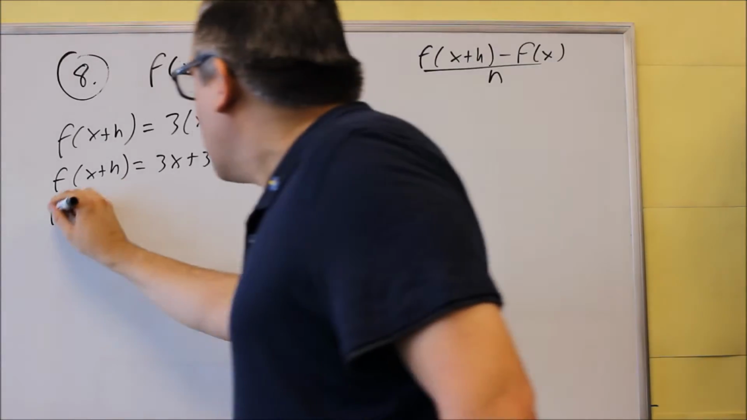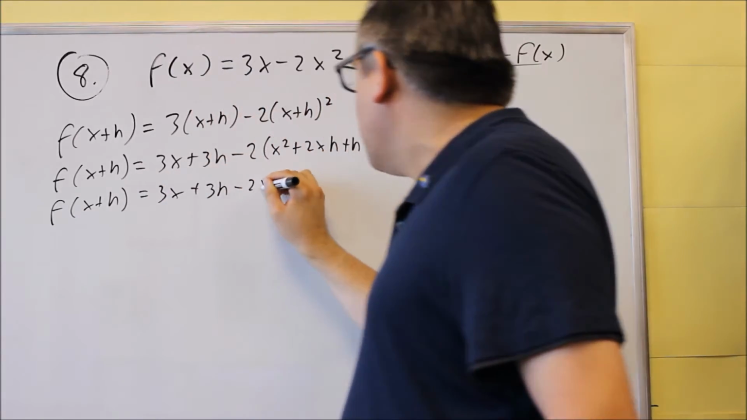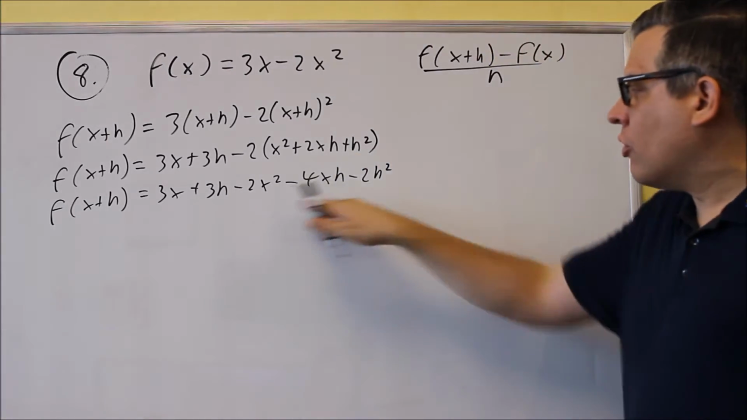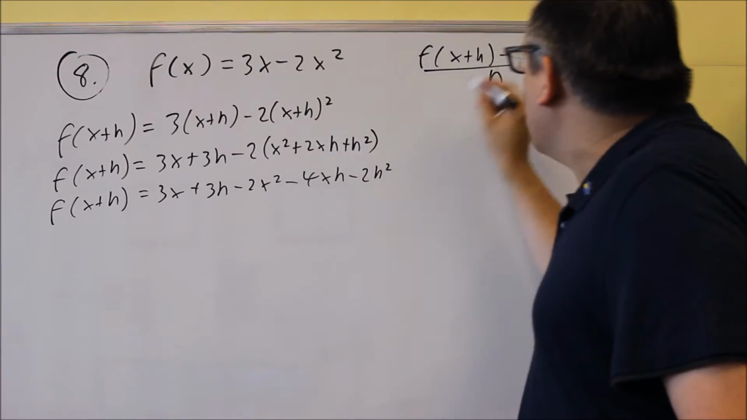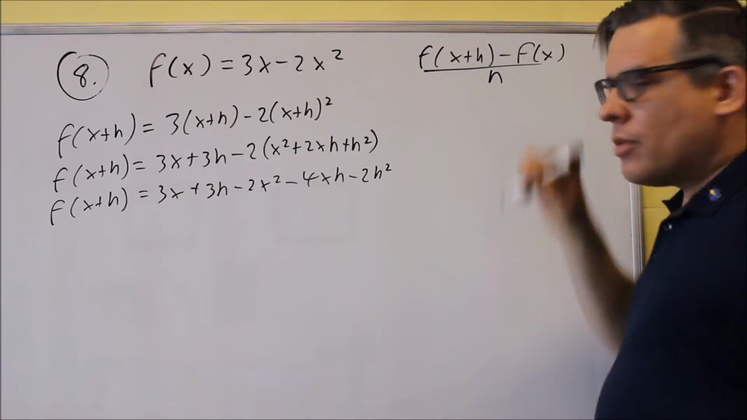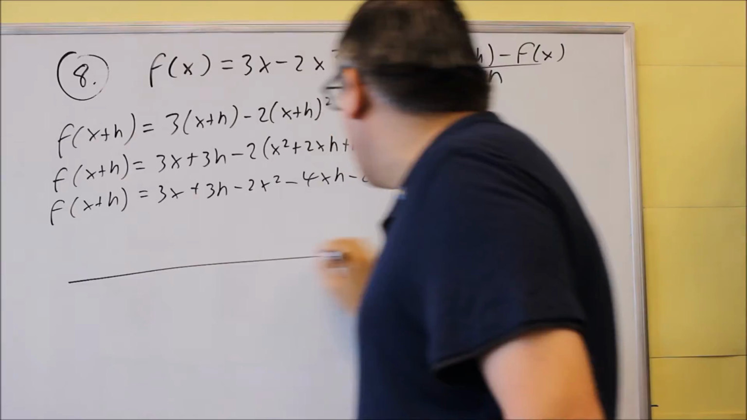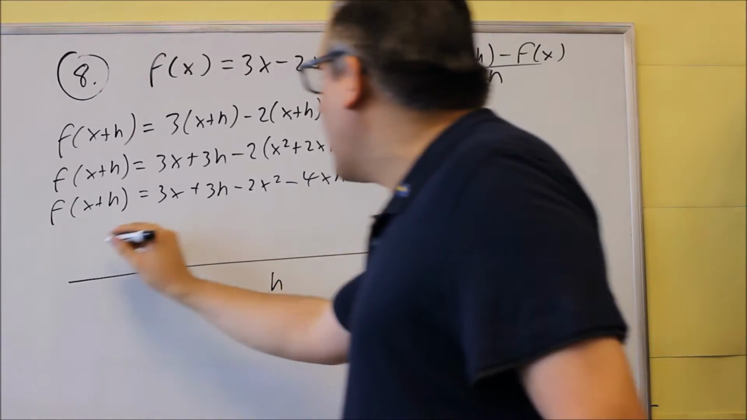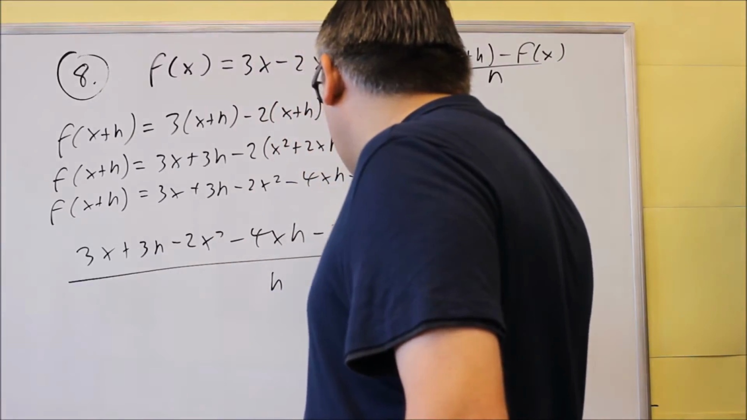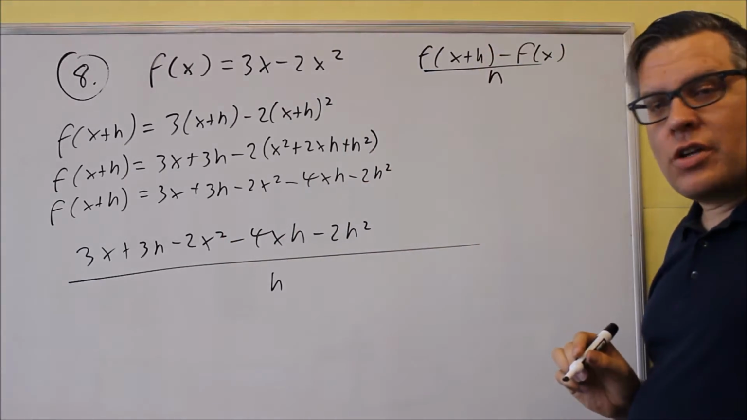Now that we have this complete, we're going to expand that out one more time. Minus 2x squared minus 4xh minus 2h squared. We have the whole entire thing. This whole expression is your f of x plus h. We're going to put this expression into my difference quotient formula. Okay, so here's the whole thing I'll do down below here. I've got 3x plus 3h minus 2x squared, minus 4xh minus 2h squared. That's the whole entire expression that I have for f of x plus h.